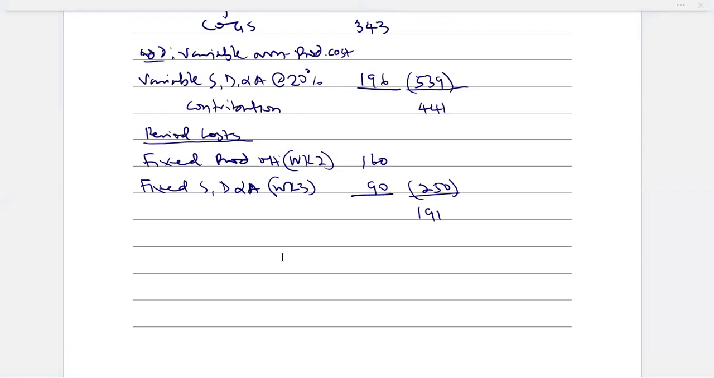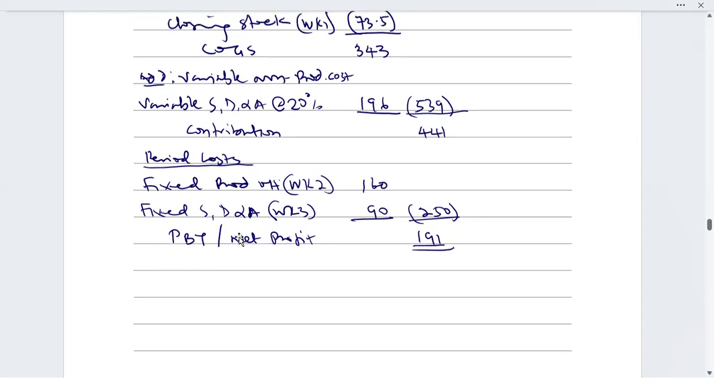So there is no income tax. If there is no income tax, this profit before tax will represent the same thing as net profit. Let me write that: profits before tax / net profits. So I'm done for March. Let's go to September quickly.